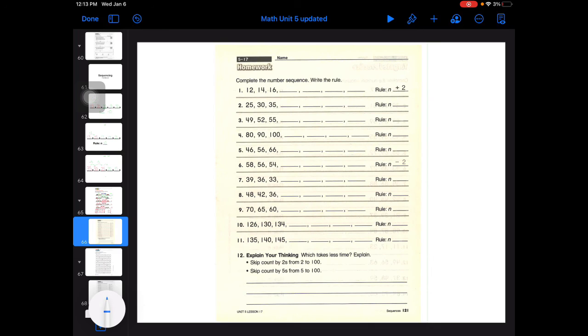Okay, now for your homework, you're doing the front only. And then you can cross out number 12. I don't care if you don't do that one. But I want you to do the front only. So each time you're going to find if it's plus or minus, how many it's by. This rule is 2. Then you're going to have to finish the sequence for each one.